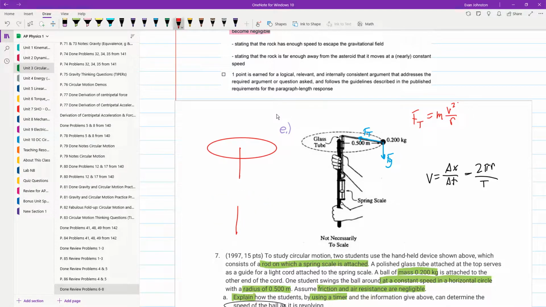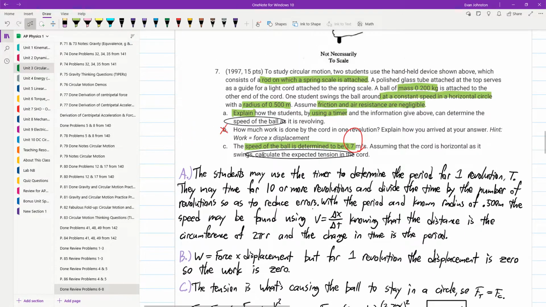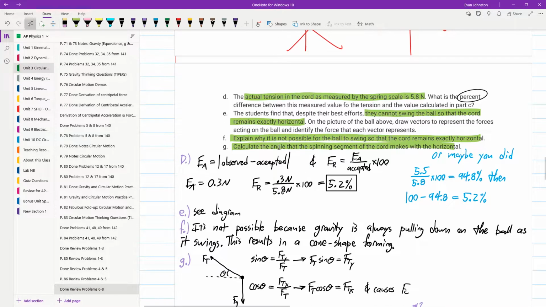And so the string is essentially not perfectly flat, it's kind of drooping downwards a little bit as it swings. It's kind of coming down like this, and then it's going in a circle. And so it's kind of like this weird little cone shape that it really has. And so for part E, we just had to draw the picture.